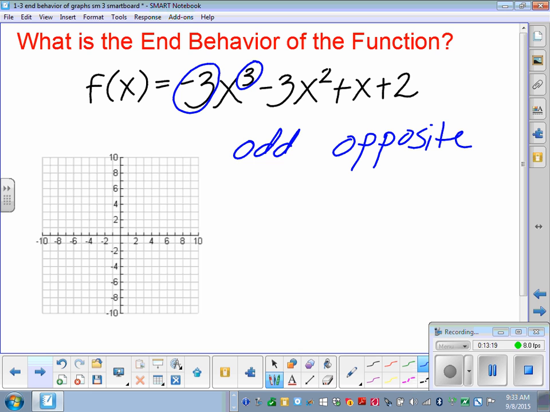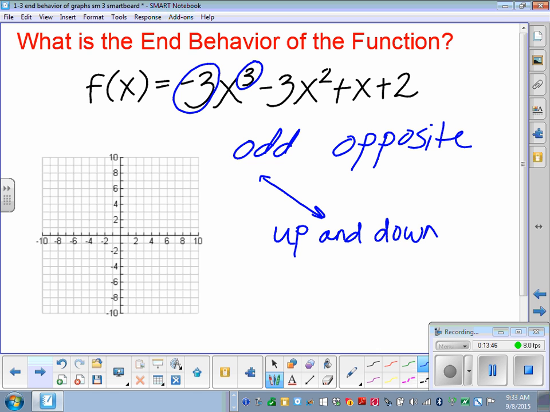Now, we know that lines have opposite end behavior, and a negative line would look like this, true? What's my end behavior of a negative line? What is it? Look at it. I just drew it. Up and down. So this will work the same way. End behavior will work the same. If it's an odd function and it has a negative in front, it's going to have the same end behavior as any other odd function with a negative in front, so up and down.